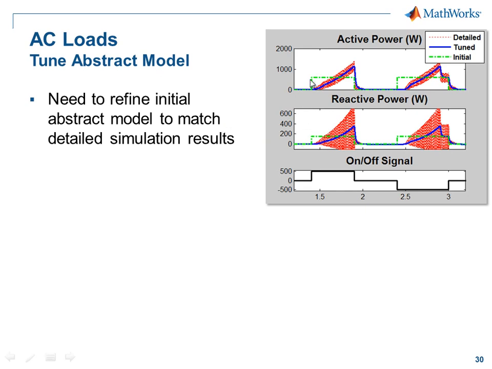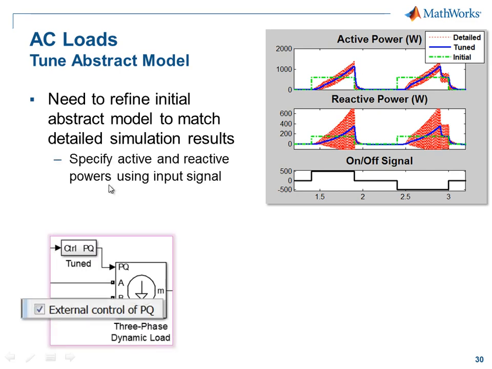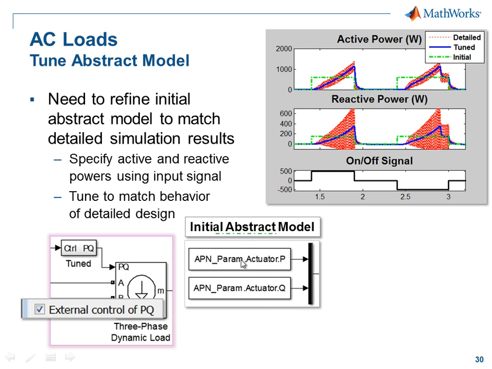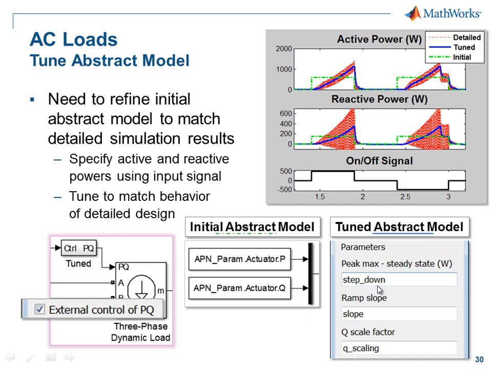The green line is based on the initial requirements that we received. What we would like to have is an abstract model that produces this blue result, which closely matches the simulation results here in red from the detailed model. To do that, we're going to specify the active and reactive powers for our abstract models using an input signal. And instead of using simple single values for active and reactive power, we're going to create a parameterized model and tune these parameters such that the active and reactive power match what we got from the detailed simulation.